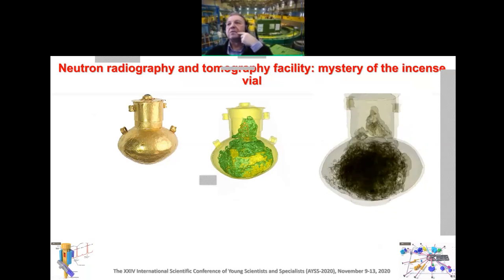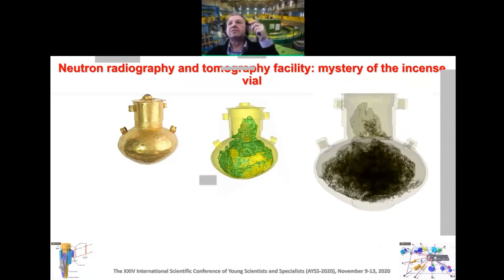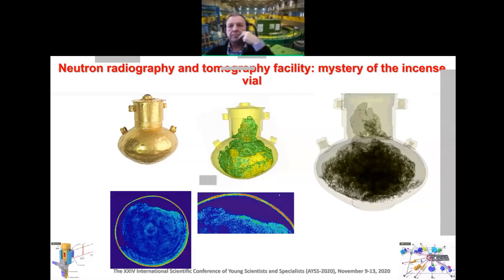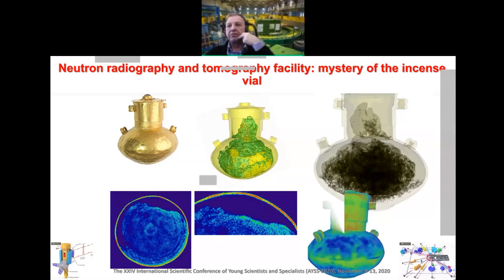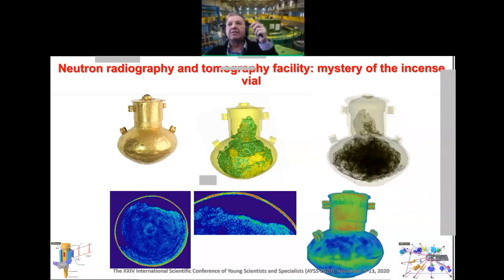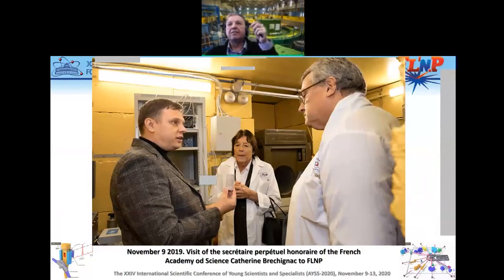This is an example: a very small golden vial, which was excavated near the Sochi region during preparation for the Olympic Games in 2014. We were able to look inside, and we discovered some organic material inside. All this research was done without unsealing the object during the investigation.